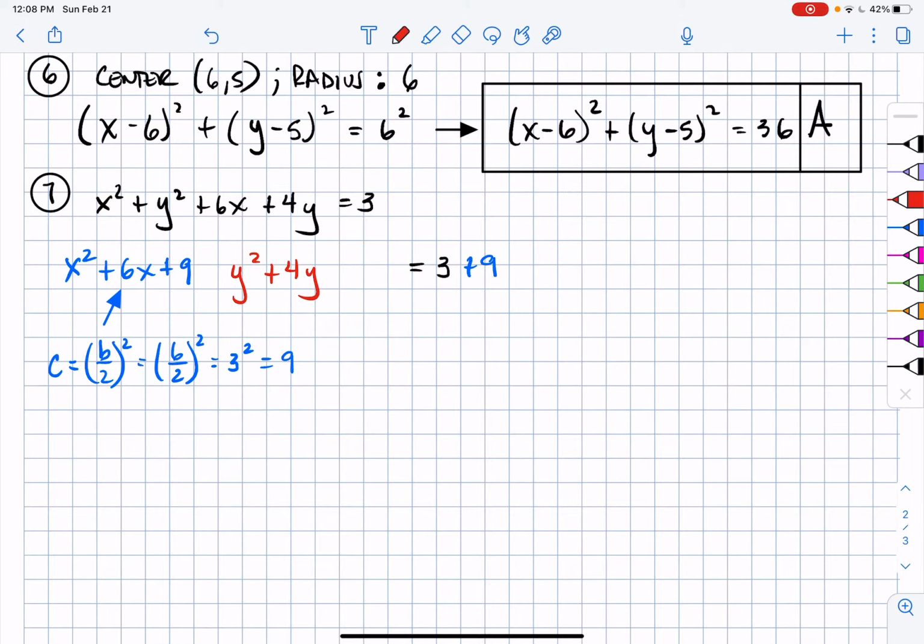Then we're going to look at the red one. All right, and we're going to do the same thing. So this new c is going to be b divided by 2 squared, which is equal to 4 divided by 2 squared, which is equal to 2 squared. And that's equal to 4. So we're going to add 4 to this side and add 4 to this side.